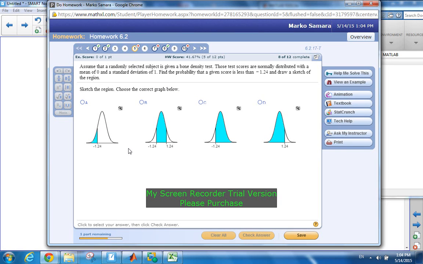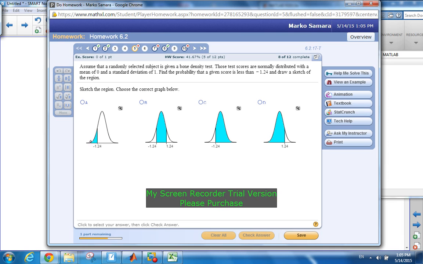Okay, let's do problem 5. Assume that a randomly selected subject is given a bone density test. Those test scores are normally distributed with mean 0 and standard deviation 1. So again, standard normal distribution. Find the probability that a given score is less than negative 1.24 and draw a sketch of the region.